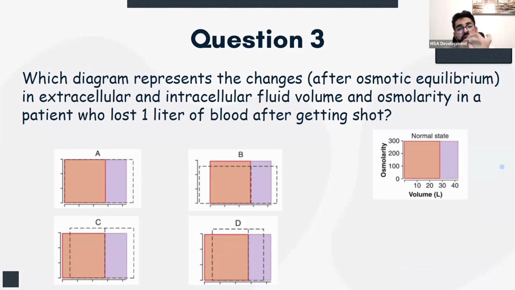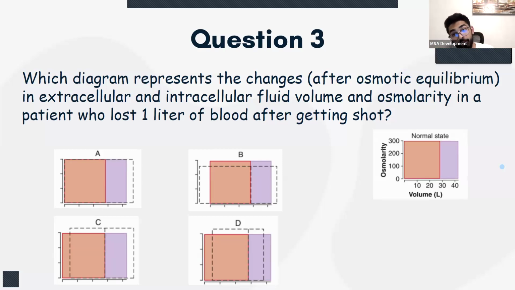Last question. Which diagram represents the change in ECF and ICF in a patient who lost 1 liter of blood after getting shot? So that guy got shot and he lost 1 liter of blood. What change are you going to see on the graph? Again, if you know what type of shift that is, you can solve the question on your own. But for the sake of your help, when you are losing pure blood or bleeding, this is an isotonic contraction of volume. So in this case, the answer is going to be A.